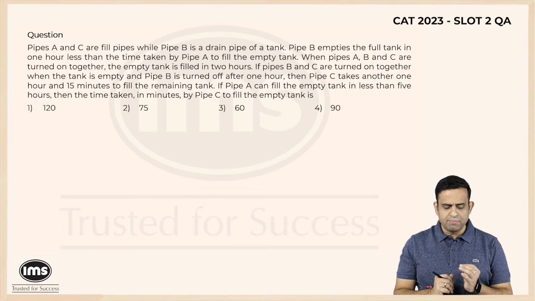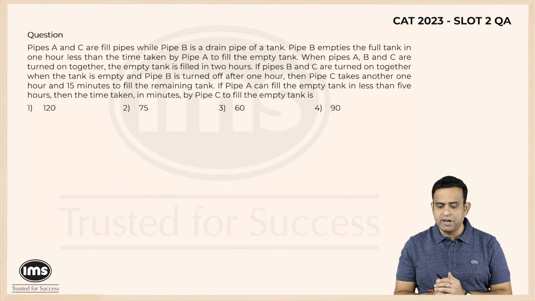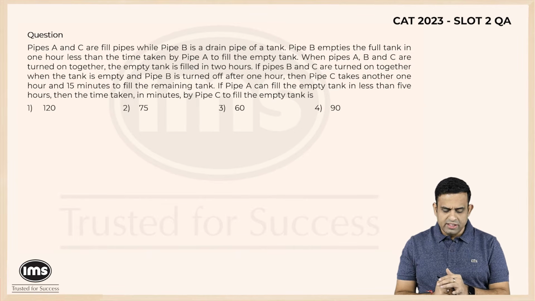In the next sum, it says that pipes A and C are fill pipes and pipe B is a drain pipe of a tank. Pipe B empties the full tank in 1 hour less than the time taken by pipe A to fill the empty tank. When pipes A, B and C are turned on together, the empty tank is filled in 2 hours. If pipes B and C are turned on together when the tank is empty and pipe B is turned off after 1 hour, then pipe C takes another 1 hour 15 minutes to fill the remaining tank. If pipe A can fill the empty tank in less than 5 hours, then the time taken in minutes by pipe C to fill the empty tank will be how much?